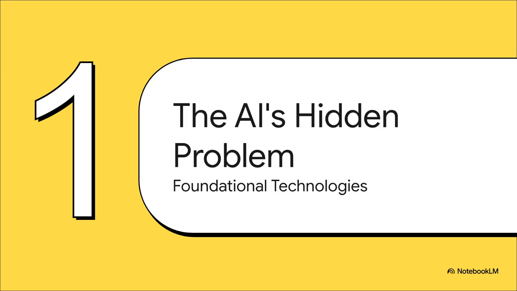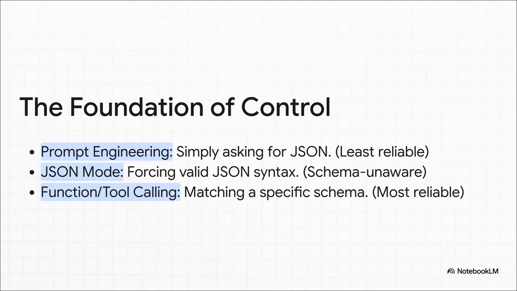So, to really solve this, we first have to get our heads around the foundational tech. Think of these as the building blocks that both of our tools today, Instructor and LangChain, use to tackle this very problem. Okay, so on the simplest level, you can just ask the AI for JSON in the prompt. As you can probably guess, this is super unreliable.